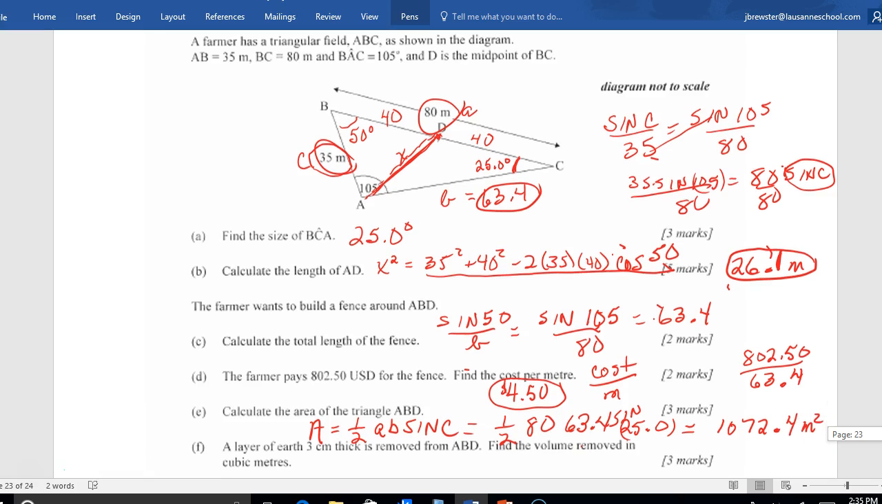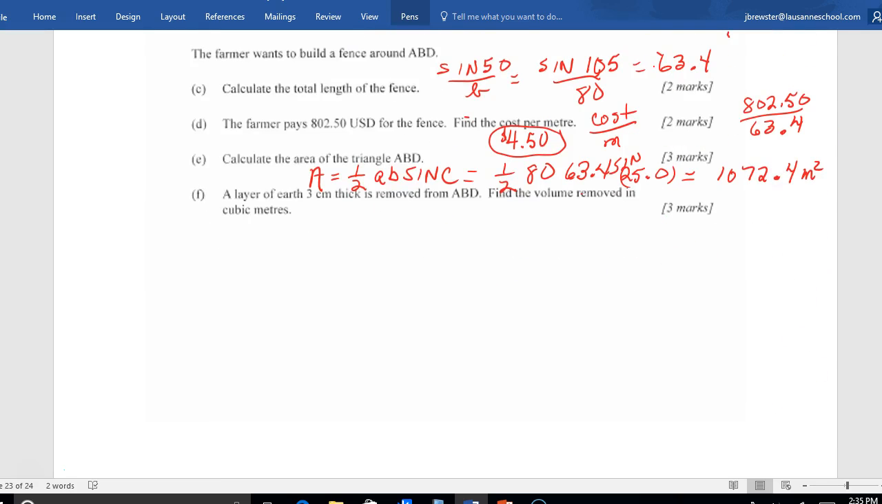And the last one for this problem: a layer of earth 3 centimeters thick is removed from that triangle. Find the volume removed. Mildly tricky, but not hard at all, because volume is just the area times the height. Well, you know the area. You just found it in the previous problem. So the area of any surface times the thickness or the height of that surface will give you the volume. So the height is 3 centimeters, but be careful because everything else is in meters. So 3 centimeters is 0.03 meters. That's where they trick you on that one.